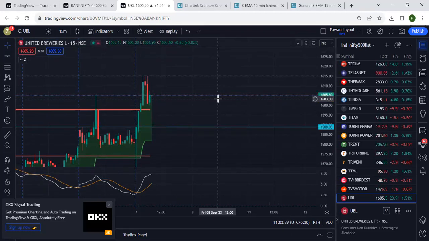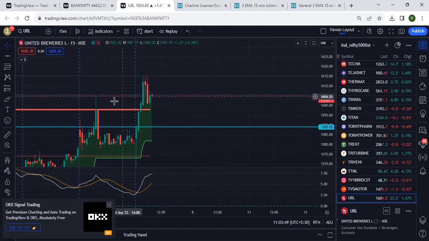UBL has given the buy signal at around 9:30, and the entry price is 1588.95. 1589 is the ideal entry price.